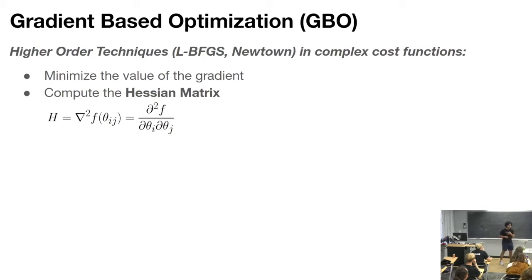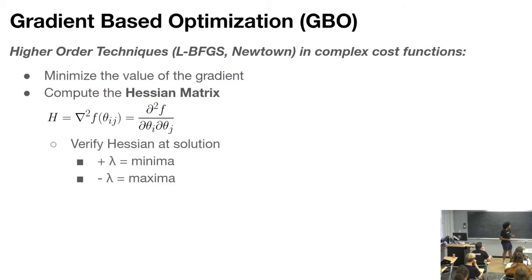LBFGS is one of them, Newton-Raphson method's another, to be able to compute cost functions that are more complex. These are also trying to minimize the value of your gradient, but you're also computing the Hessian, which I call the gradient of the gradient, and you're using that to find your lowest value as well. In fact, whenever your algorithm thinks it's at a local minima, it calculates the eigenvalues of your Hessian, and if those eigenvalues are positive, you're at a local minimum. If they're negative, you're at a local maxima. And you continue this process until you find another minimum.